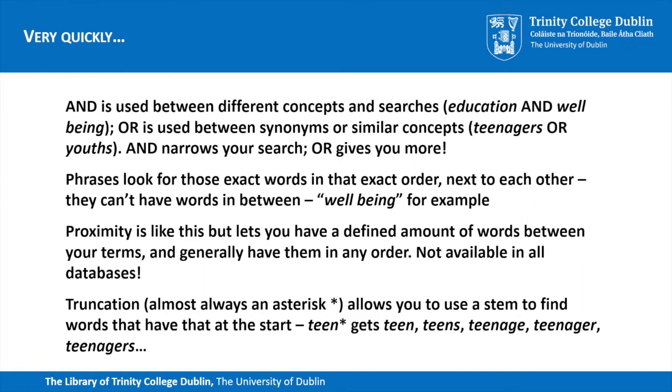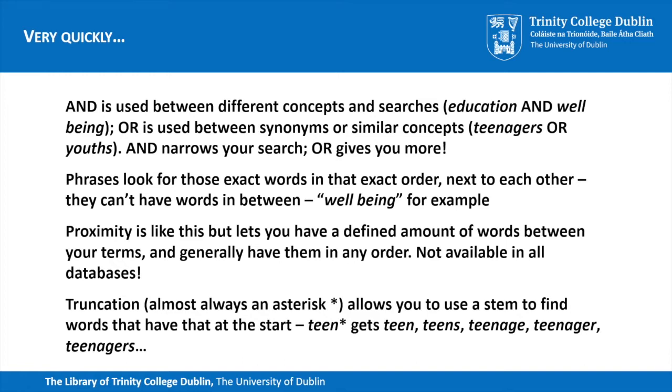If you're looking for an exact phrase, then you generally put them in quote marks, and it then looks for those exact terms in that exact order next to each other. So here we have the example, quote, well-being, end quote. And those words have to be next to each other in that order. Proximity is like this, but lets you have the amount of words in between that you specify, and often they can be in either order. There might well be another way of specifying them in the exact order that you've entered them. This is not available in all databases, so we're not going to show you this in our examples. For instance, PubMed is one of the main databases where you cannot do this type of proximity search.